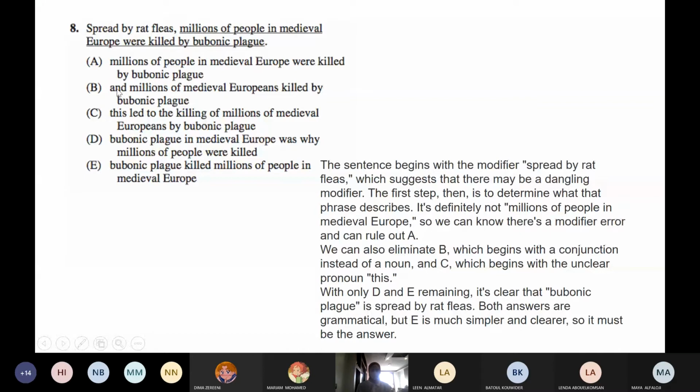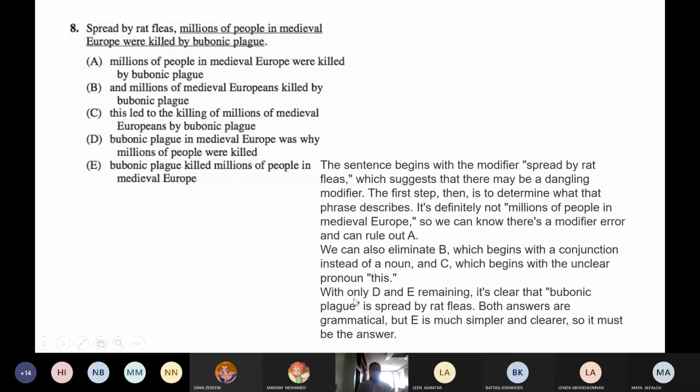Let's look. Here, "spread by rat fleas" is a phrase, and then I add a comma. No comma here, because it is used to join two independent clauses, and this is not an independent clause, so B cannot function well. C: This led to the killing of millions of medieval Europeans by bubonic plague. Not okay, it also doesn't function well, because it starts with "this," which is an unclear pronoun.